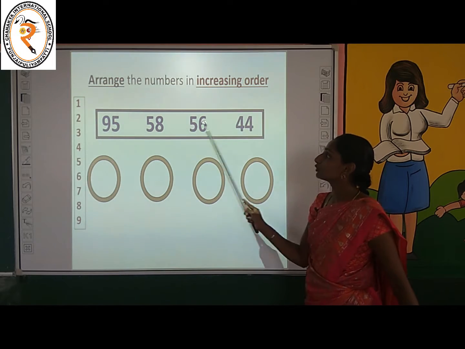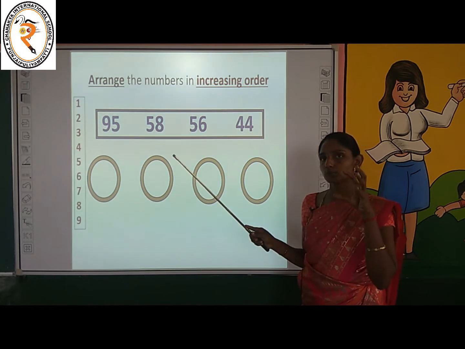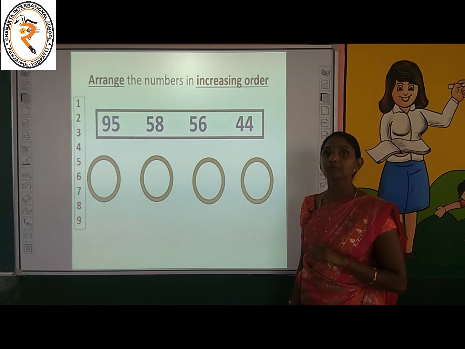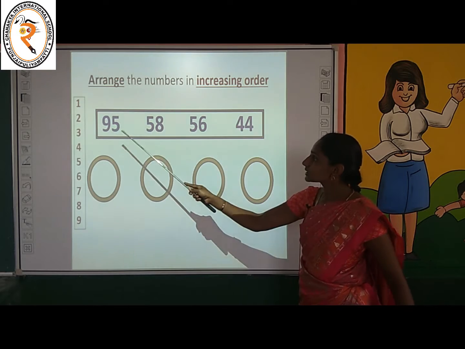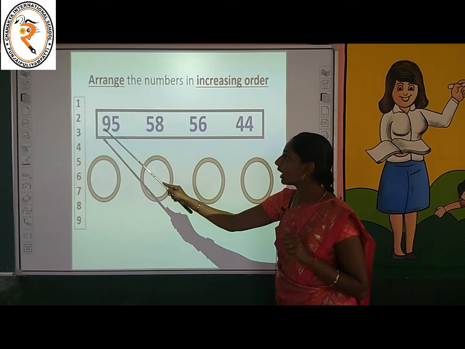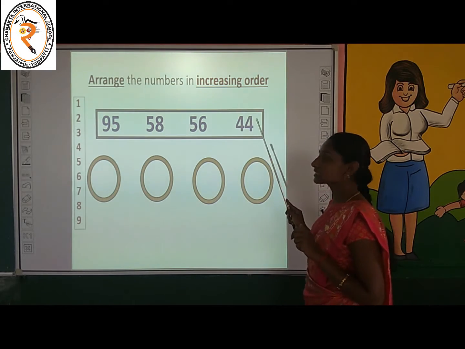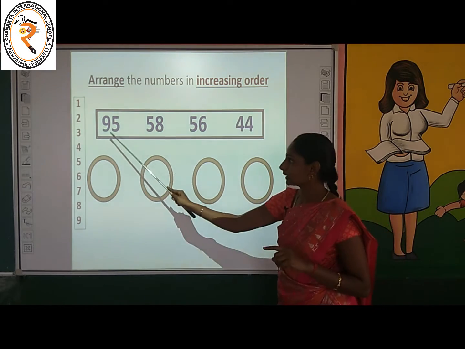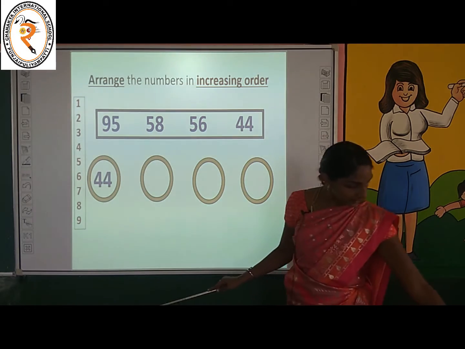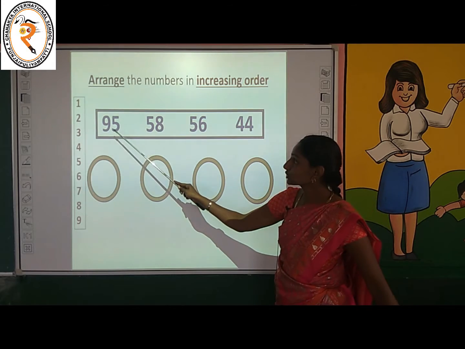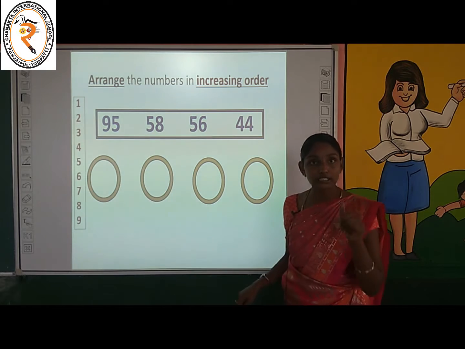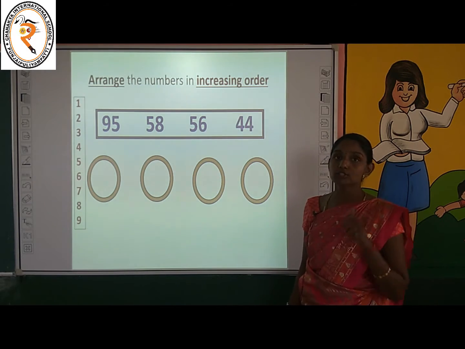First we have to find the smallest number of these four numbers. What do we have to do for that? We have to compare all the numbers. See, all these numbers are 2-digit numbers. What is the first step? You have to look at the digits in the tens place first. 9, 5, 5, 4. Yes. See the number strip first. We are going to compare 9, 5 and 4. Which is the smallest number, children? Super.